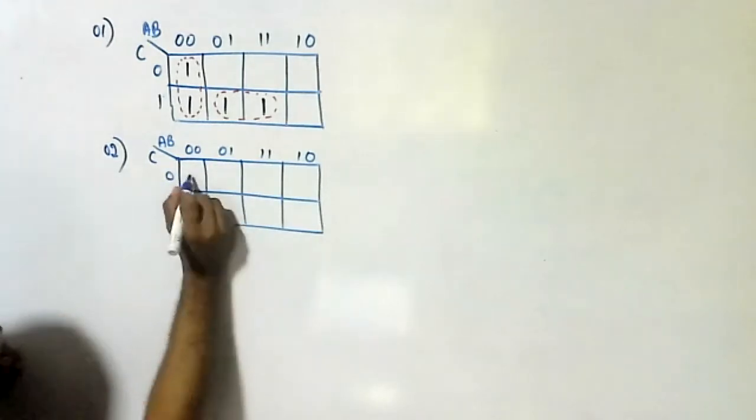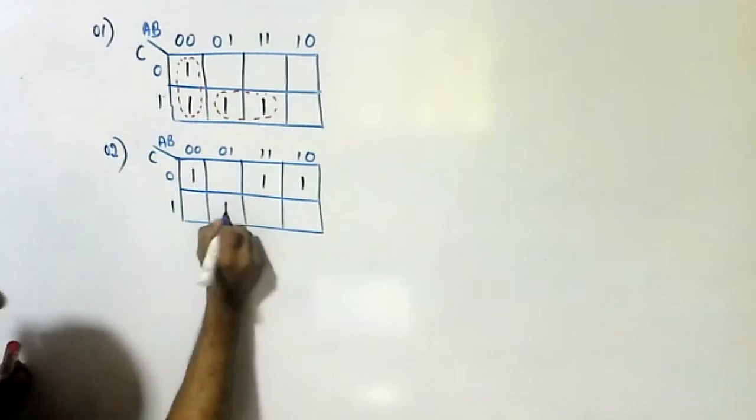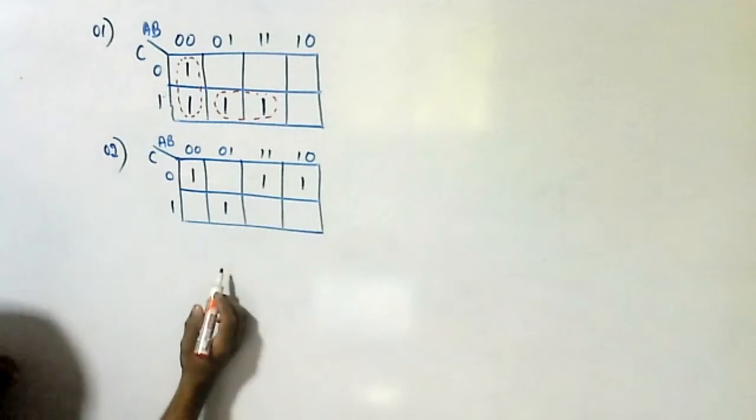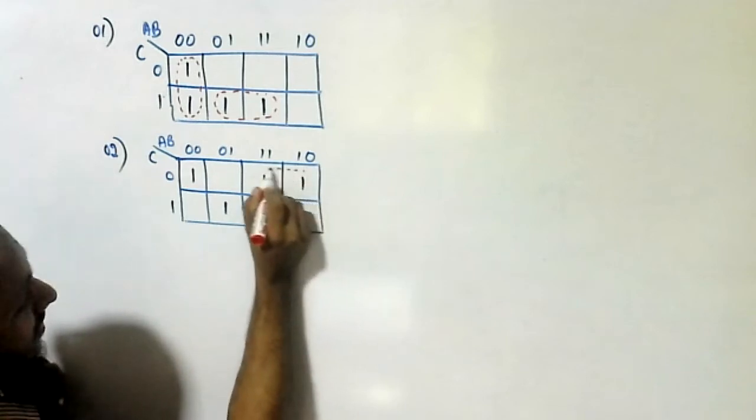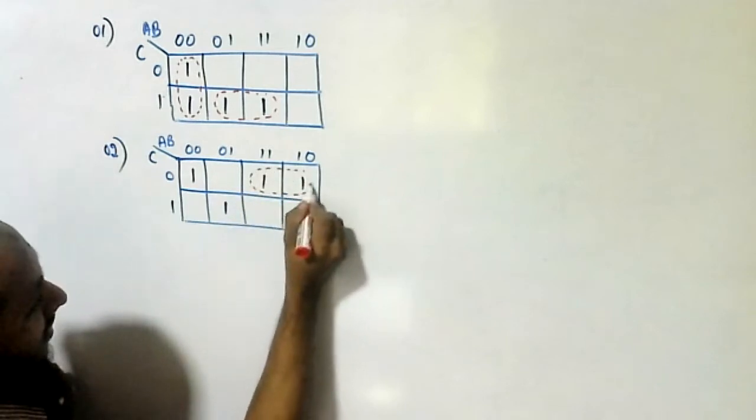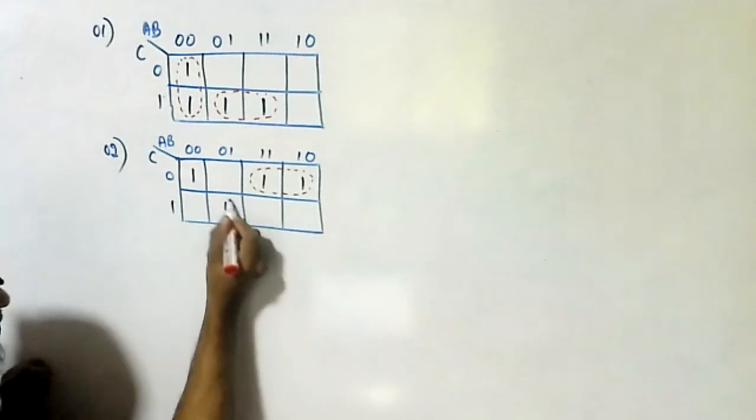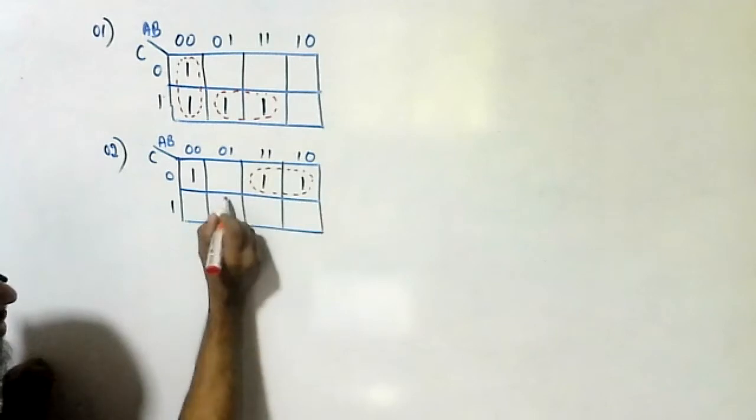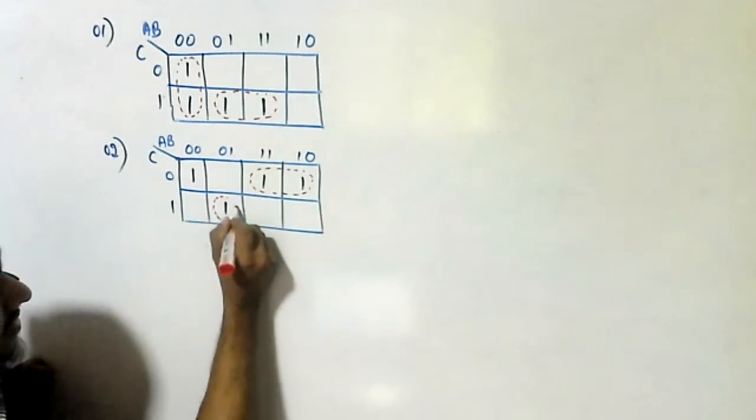Ones are mentioned like this. 1 here, here 1, 1, and here another 1 is there. So horizontal and vertical grouping is allowed, and diagonal grouping is not allowed. So we can group like this. 2 ones are there, we can group. And for this one, there's no other one. We can't group diagonally. So only we have to group like this.